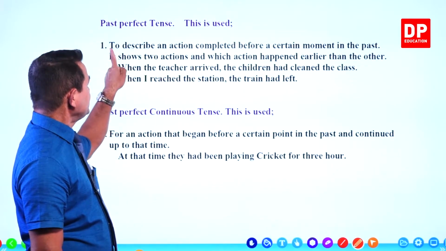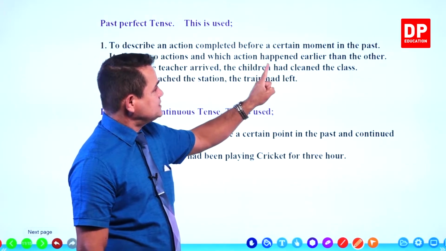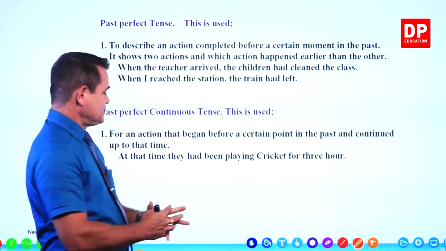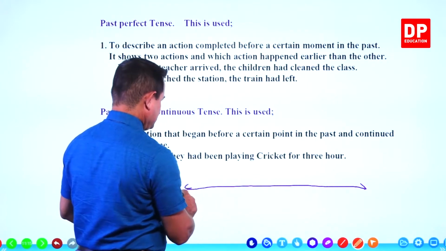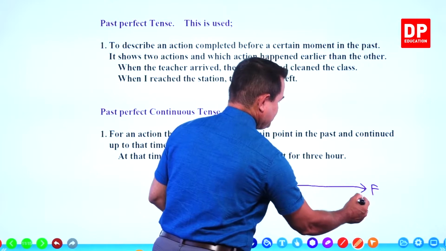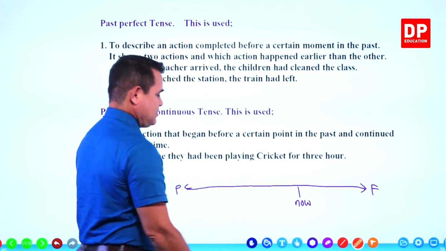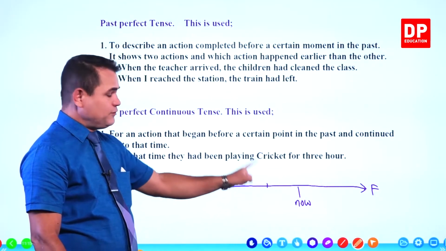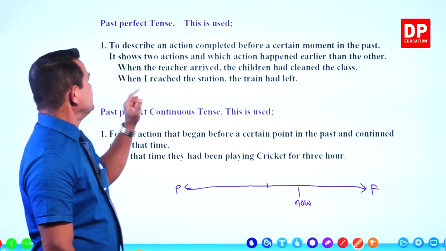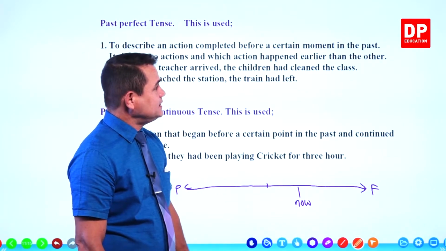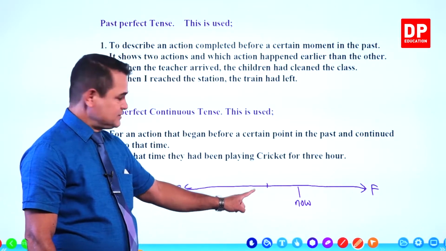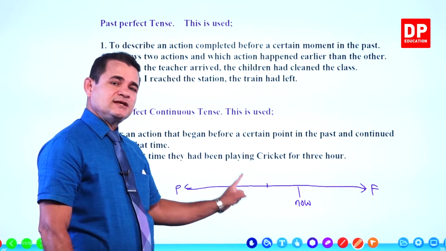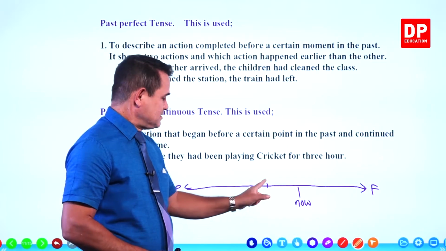This is used to describe an action completed before a certain moment in the past. Right? So it is also something like this. If I explain this side, past, future, and this is now. Completed before a certain moment, අතීතේ යම් මොහොතක්. ඊට කලින් වෙච්ච දෙයක්, in the past, right? So it shows two actions, and which action happened earlier than the other. ඊට කලින් වෙච්ච දේ තමයි past perfect. Past before past.